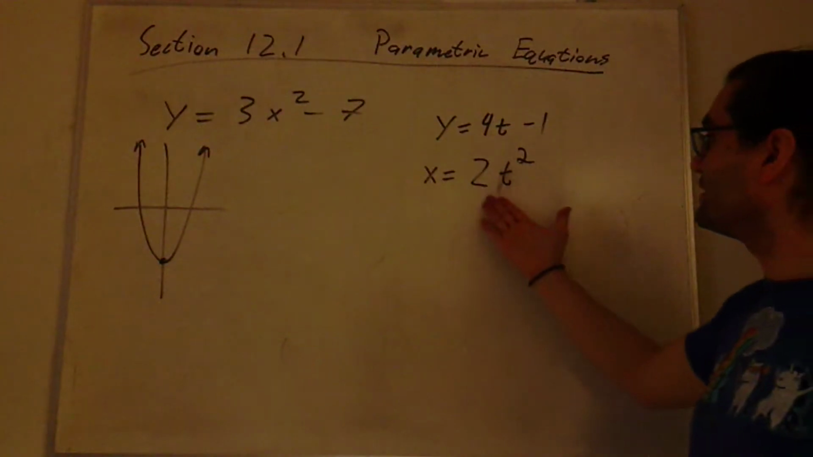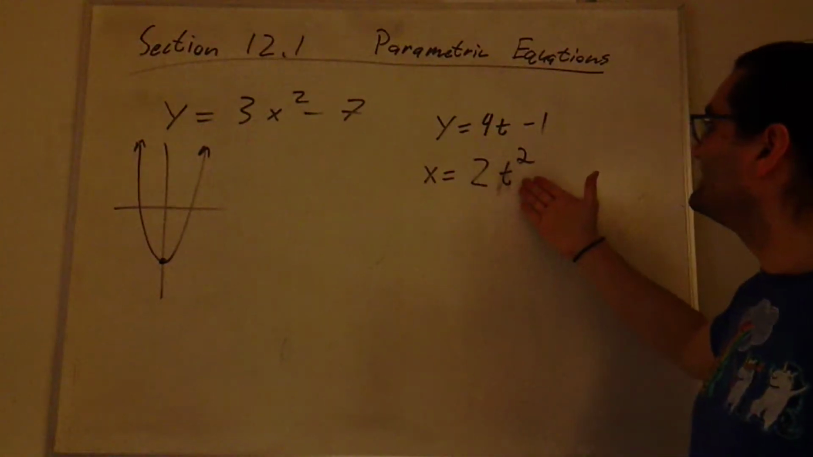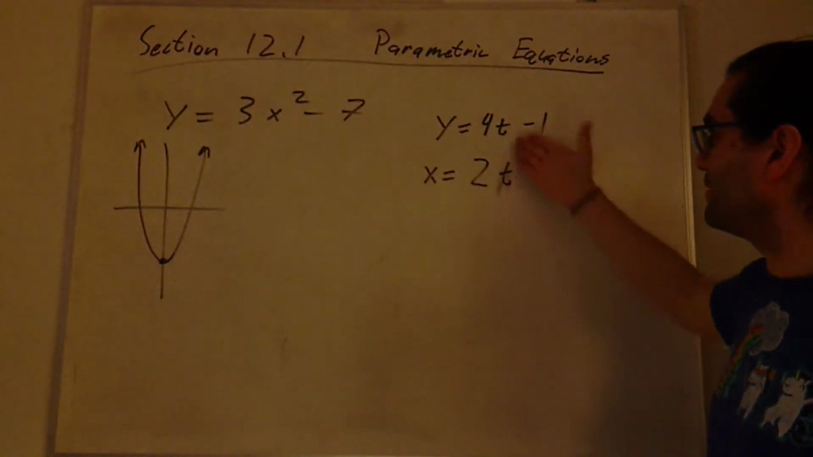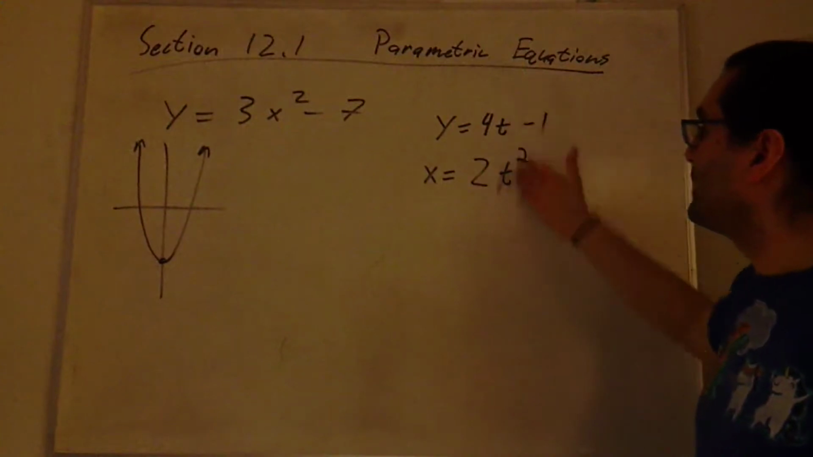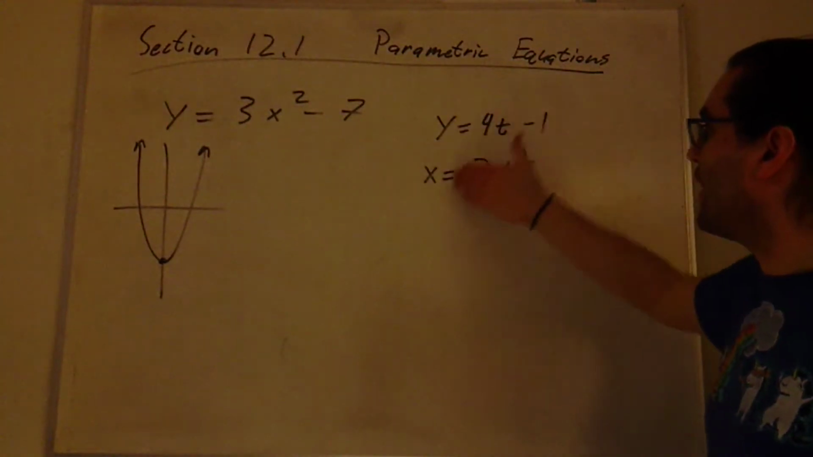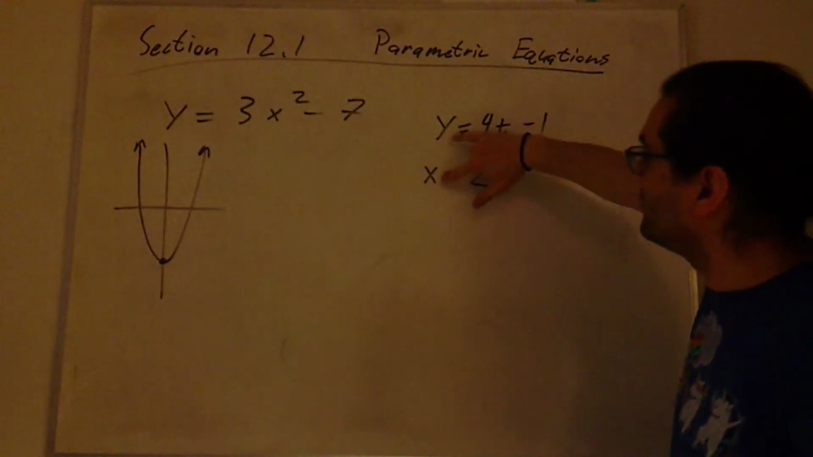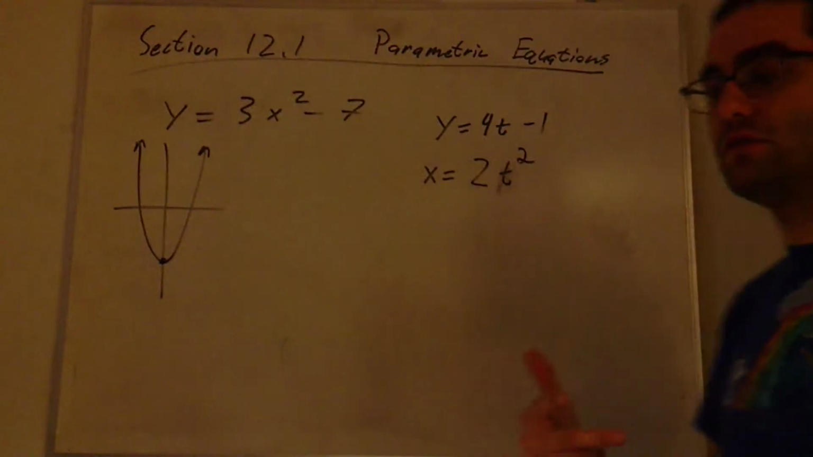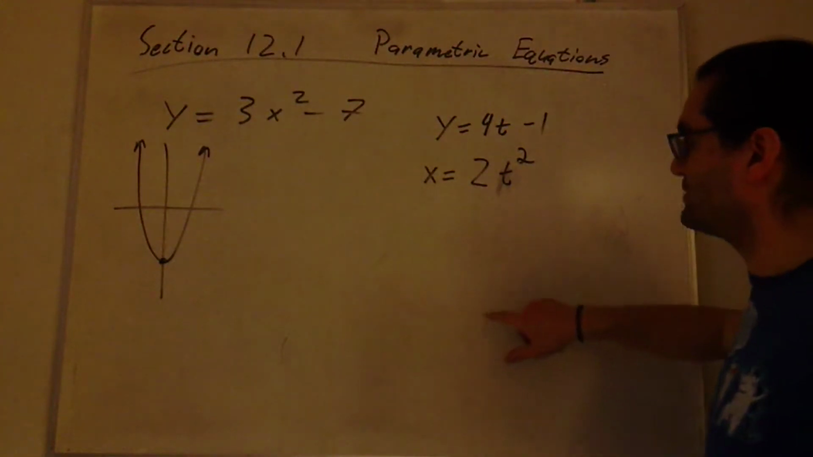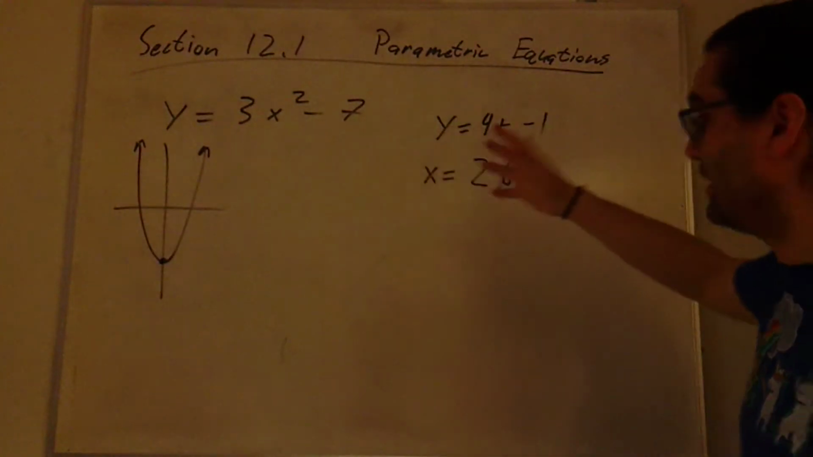This is a parametric function. T is the input variable. You can pick numbers for t, and when you pick numbers for t, it will give you x and y values. And then you can use those x and y values as coordinate pairs to graph points on an axis, and then you can connect the dots and you get yourself a function.